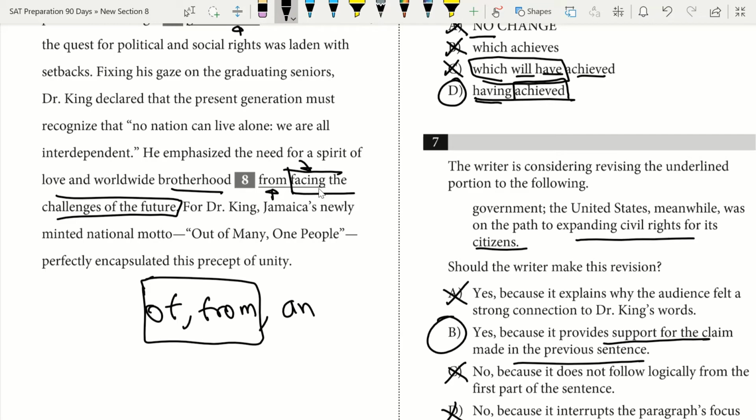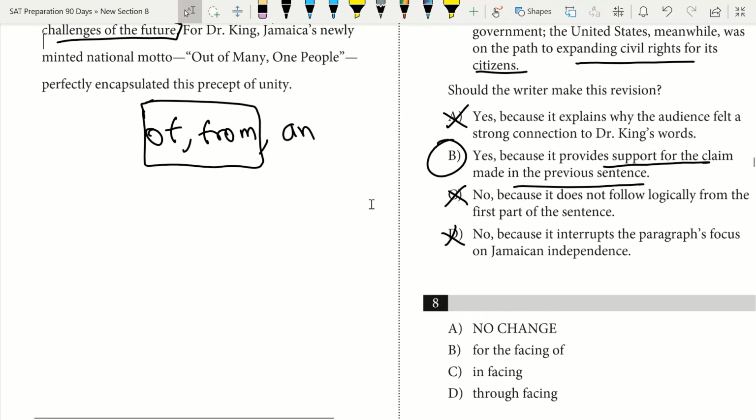So if we're going to say he emphasized the need for a spirit of love and worldwide brotherhood, that's in facing the challenges of the future, right? Facing the challenges of the future, those challenges are coming, and we need to be connected or have a spirit together of love and worldwide brotherhood in facing those challenges. We want to face them together, so it's going to be "in facing those challenges of the future." So the correct answer for 8 is going to be C, because that's the idiomatic way to say that. We wouldn't say "for the facing of the challenges of the future" or "through facing the challenges of the future." We would say "in facing the challenges of the future."